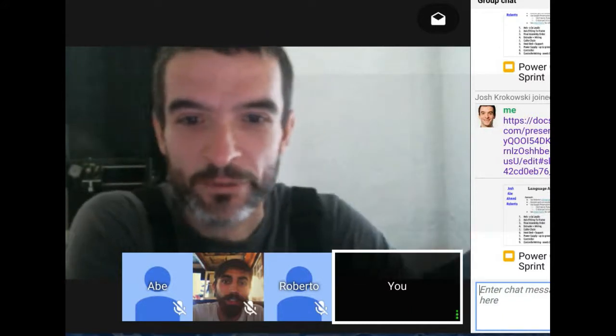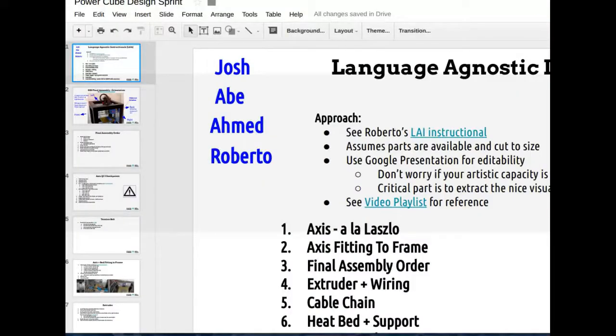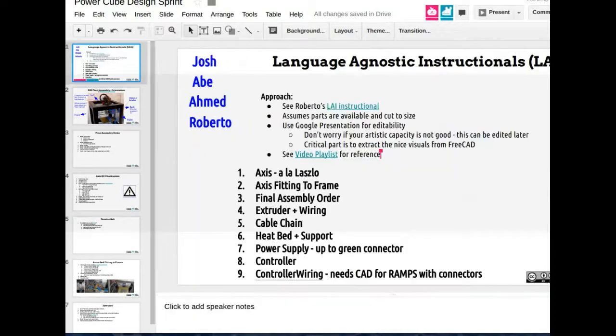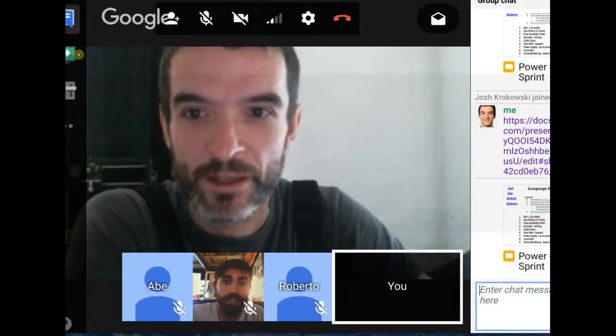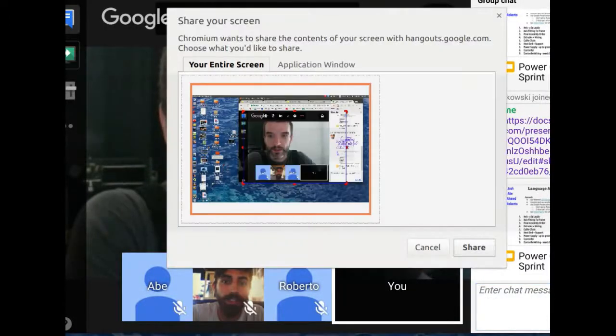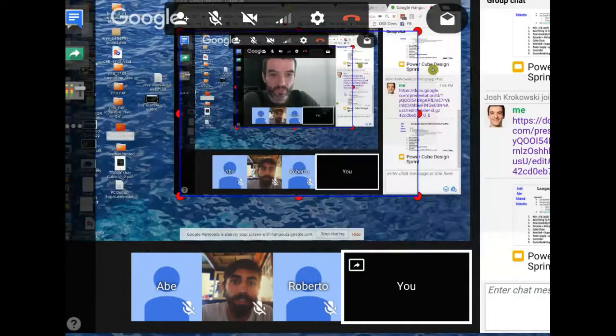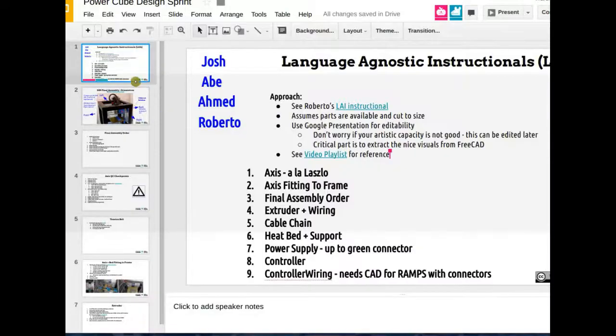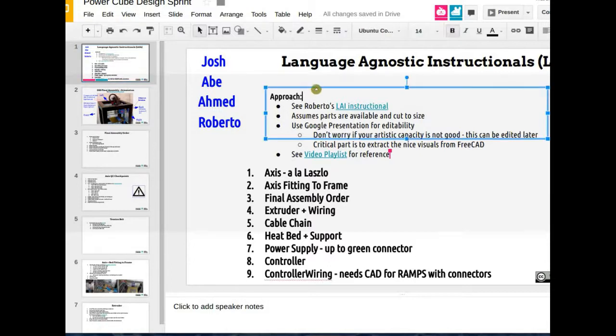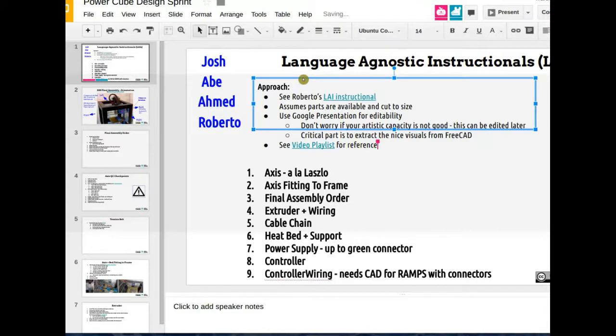So the way it works is, let's go into the working document here. Let me share my screen. As far as the working document goes, the basic approach is to use the instructional that's been generated, and the details are all in there.